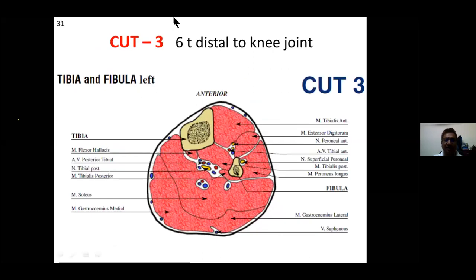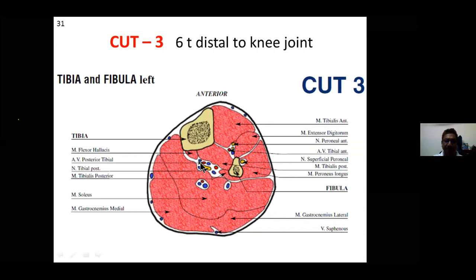Cut three, it is 60 distal to the knee joint. Major neurovascular bundles lie in the space between the tibia and fibula. All the major vessels are in between the tibia and fibula in cut three position. Intertibial vessels lie on the interosseous membrane, including the deep peroneal nerve. Posterotibial vessels and nerve are sandwiched between the soleus and tibialis posterior muscle.